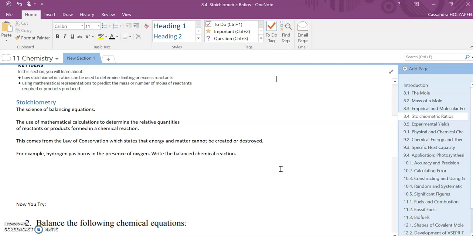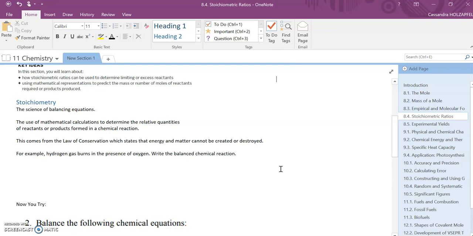So the whole idea of this science of balancing equations, stoichiometry, comes about because of the law of conservation, which is that energy and matter cannot be created or destroyed. So basically, if we were baking a cake, you'd need 2 eggs, 100 grams of butter, a cup of flour, whatever. If you don't have exactly those amounts, then you're not going to be able to make your cake. You can't just magically produce an extra egg out of thin air. So you need to have those amounts indicated before you go ahead and make the recipe.